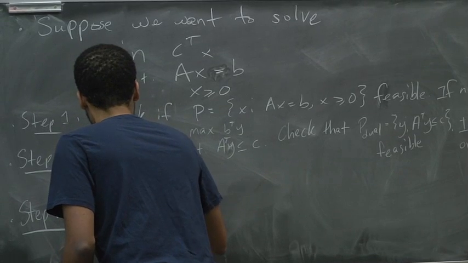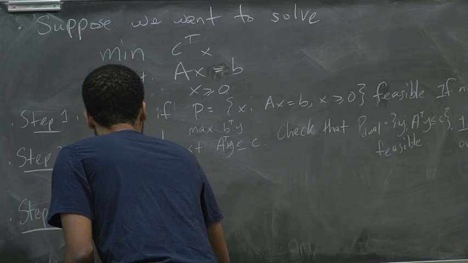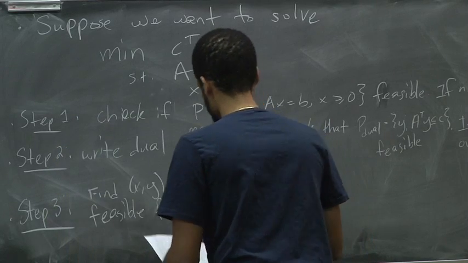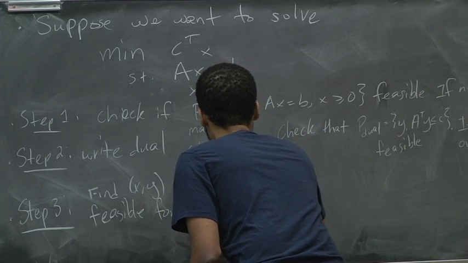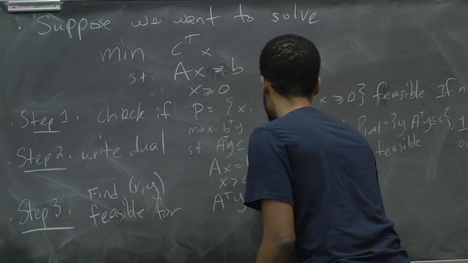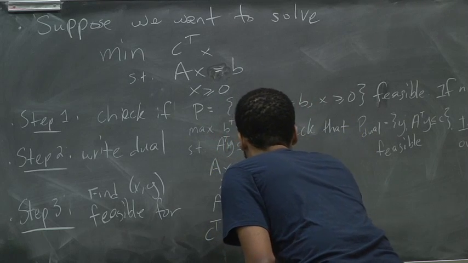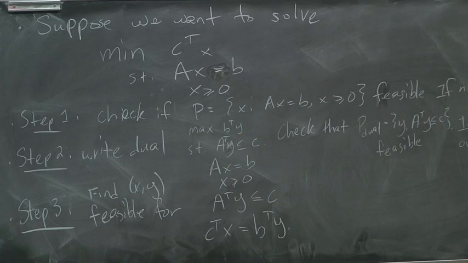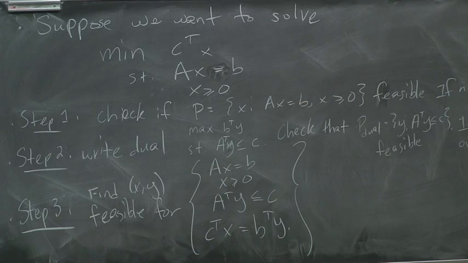Find x, y that's feasible for this polytope, which is Ax equals b, x is at least 0, A transpose y is at most c, and c transpose x equals b transpose y. So for this set of constraints, once you find something feasible, you've found the optimal primal and dual solutions.